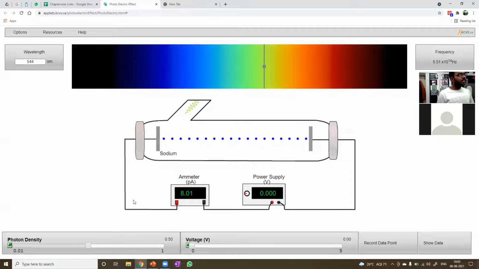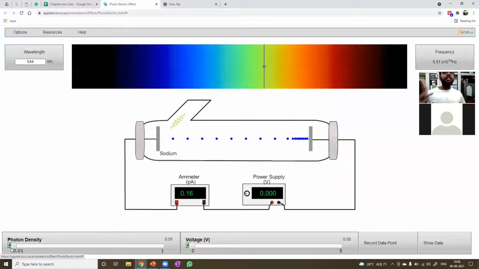Now, if you increase the intensity, what will happen? Keep the frequency constant and increase the intensity. What can you observe? More number of photons are coming out of the metal. You can see here, more number of photons are coming out of the metal. You decrease the intensity. You keep the intensity minimum. When you put intensity minimum, still electrons are coming out of the metal.